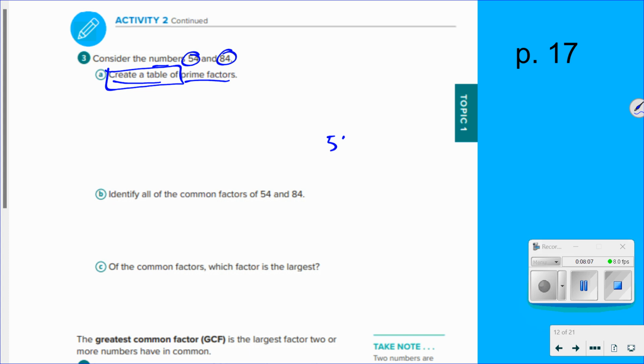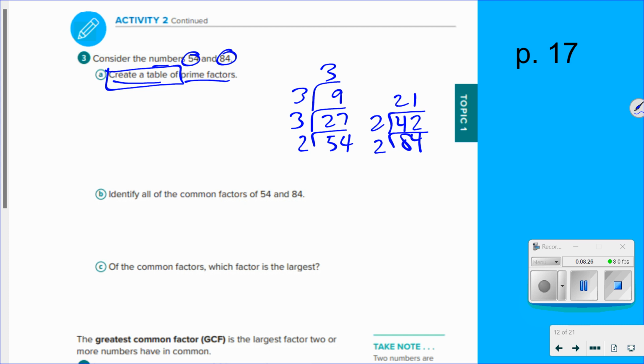So 54, can I divide by 2? Yep, so I do it. 27, can I divide by 2? Nope, 3, yes. 3 gives me a 9. Can I divide that by 3? Yes. There's my factors for 54. What about 84? Can I divide that by 2? Yes. Gives me 42. Can I divide that by 2? Yes. Gives me 21. Can I divide that by 2? No, by 3. Yes. Okay, I'm done with my factors.